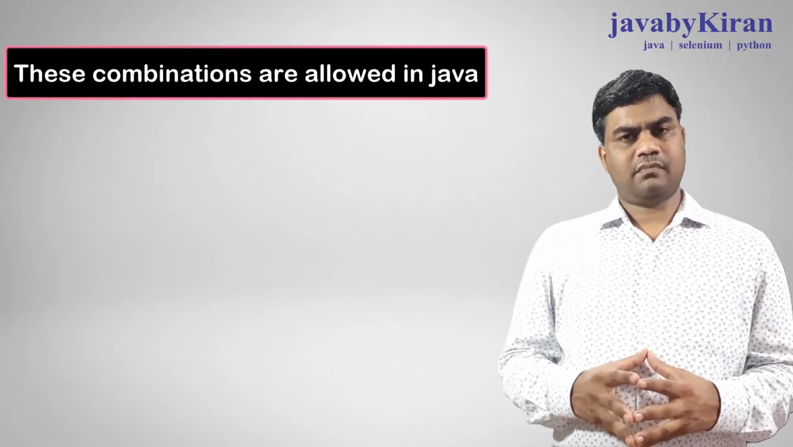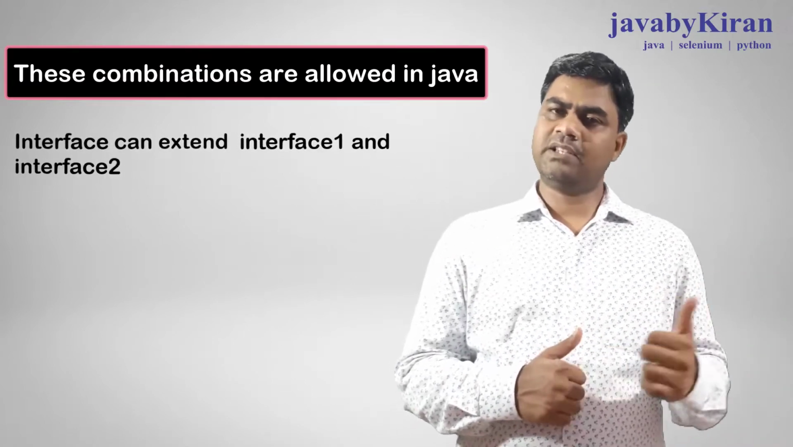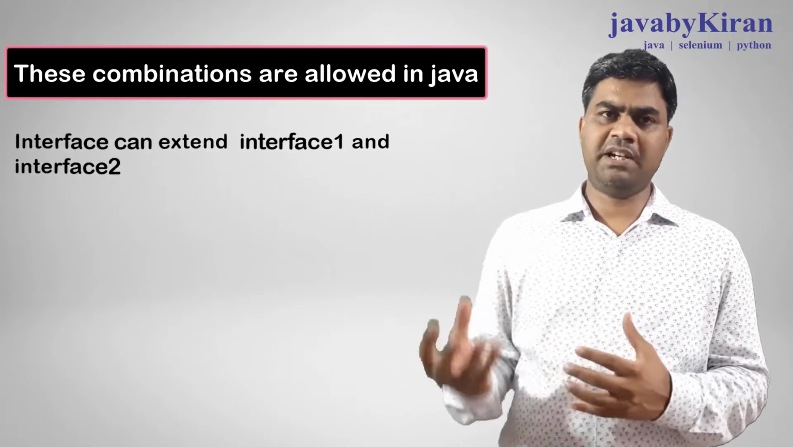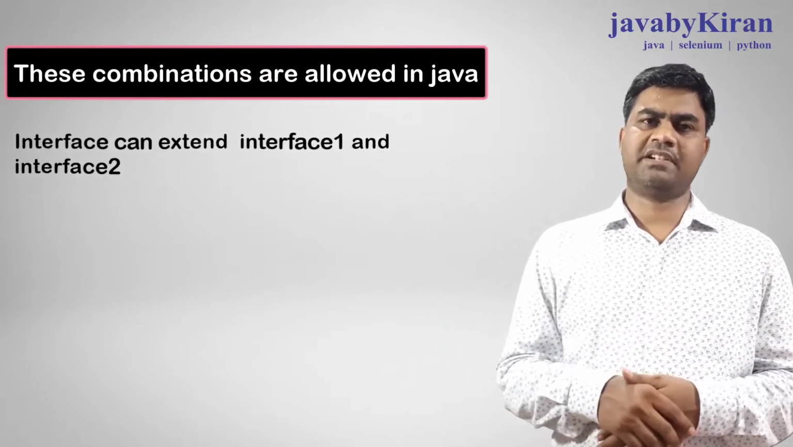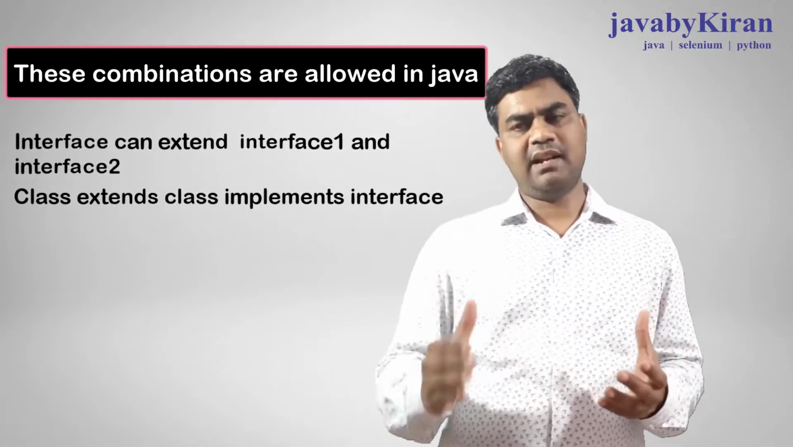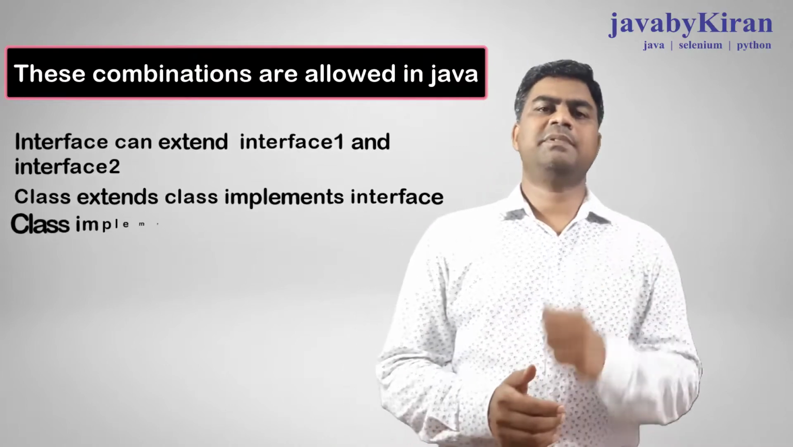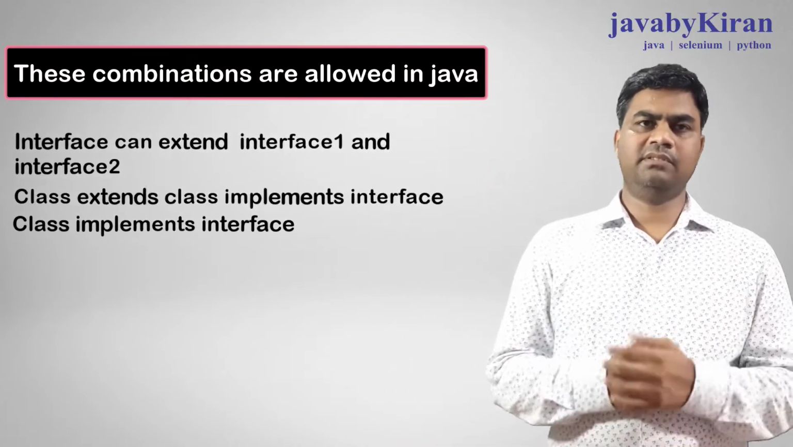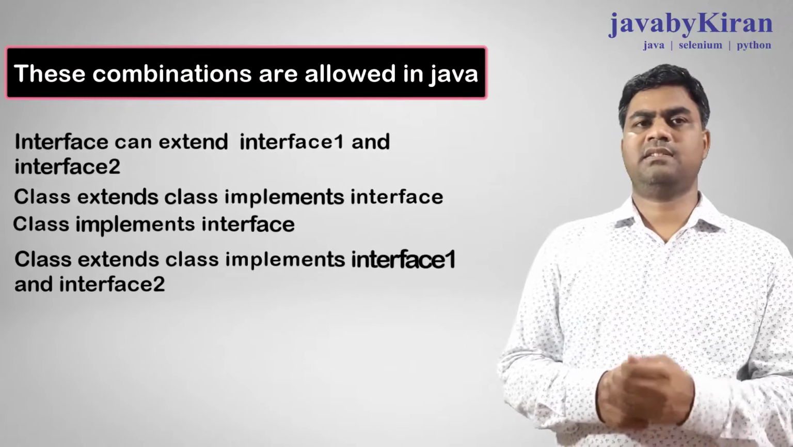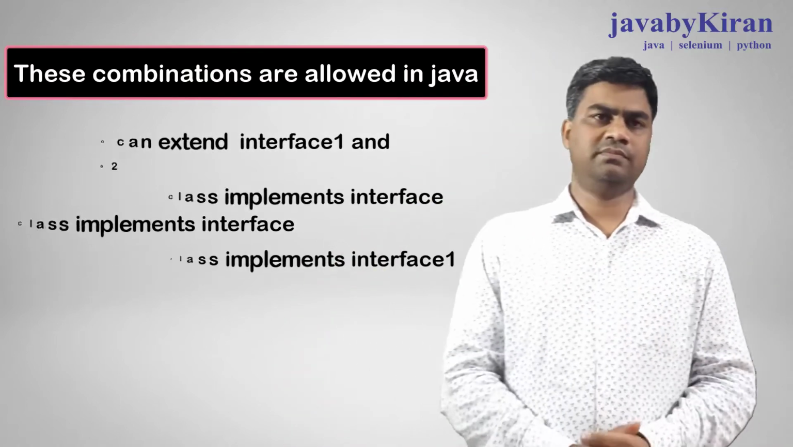These are the combinations which are allowed. Interface can extend interface 1 as well as 2. What I want to show here is that multiple interfaces can be extended by one interface. Class extends class and implements an interface, possible. Class implements interface, possible. Class extends class implements interface 1, comma, interface 2, possible.